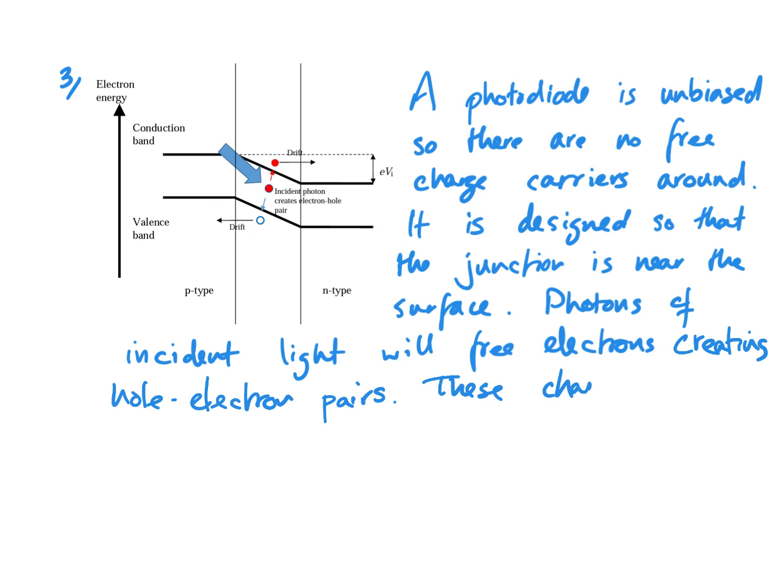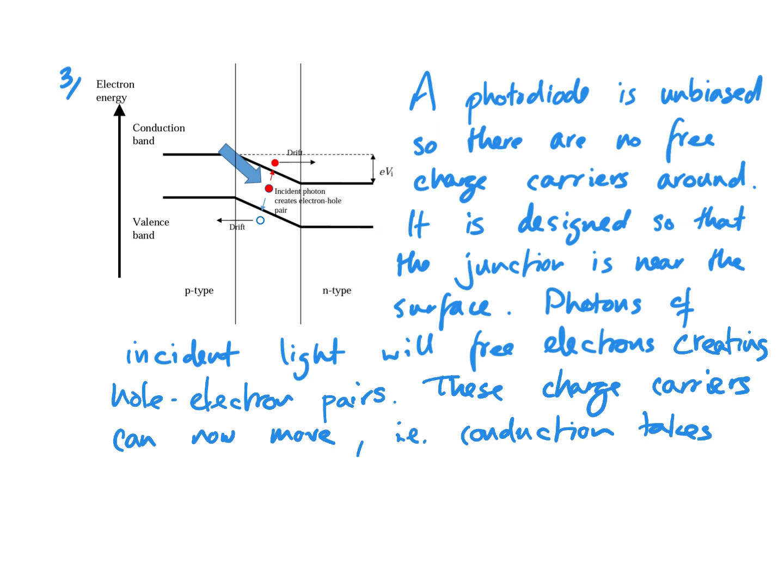These charge carriers can now move, i.e. conduction takes place. But if there were no photons there, it wouldn't. So you've now got a device which can produce current when you shine light on it, i.e. we've got a photodiode.